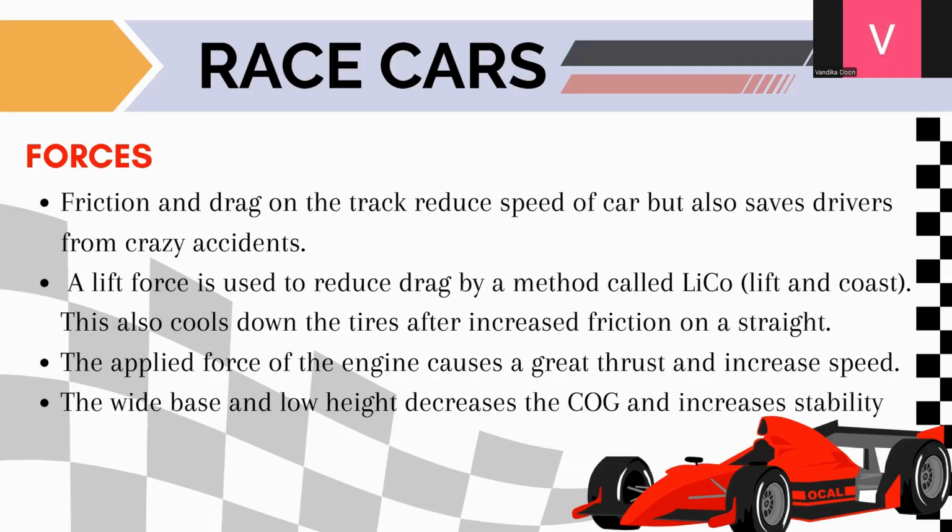Because it's like an upside down wing, it has a very wide base and low height, which decreases the center of gravity and increases stability. This also increases the normal force that I was talking about earlier, that force that acts perpendicularly down to the ground. So it will also prevent them from skidding off the road.